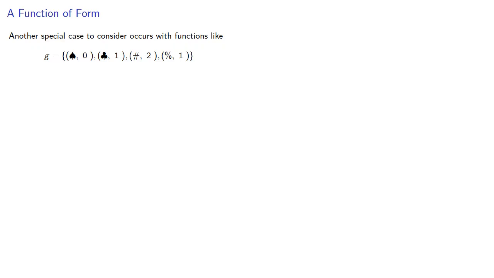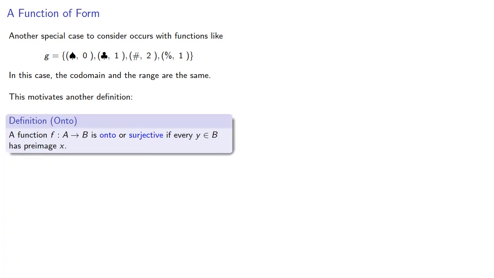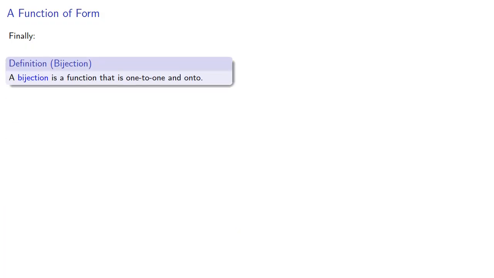Another special case to consider occurs with functions like this. In this case, the codomain is all of the range. And this motivates another definition. A function is onto or surjective if for every element of B there is a preimage x. And finally, we may be both, so a bijection is a function that is both one-to-one and onto.